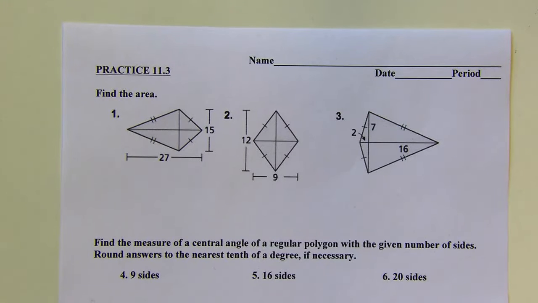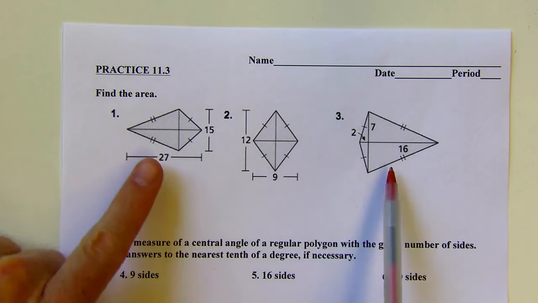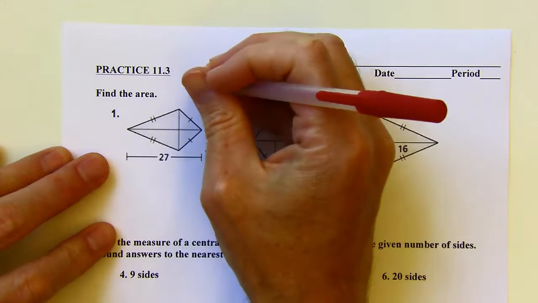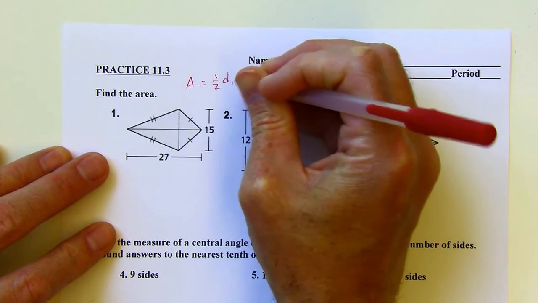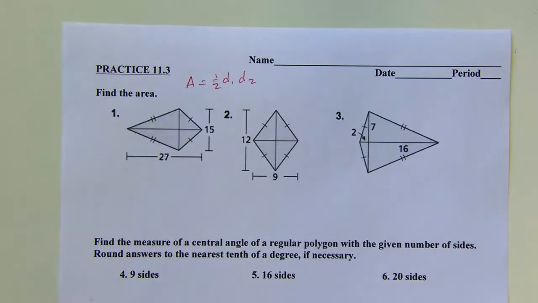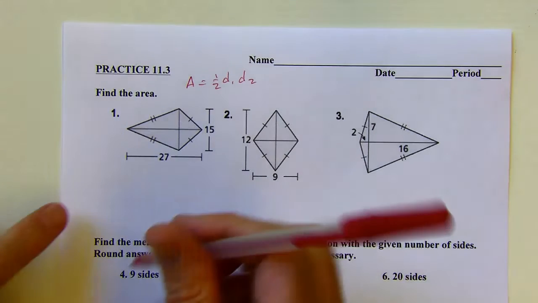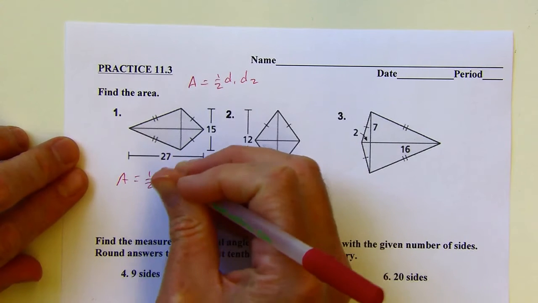Okay, practice 11.3. These figures are, well, I've got two kites and I've got a rhombus, but the area formula for both of them is the same. The area is 1/2 of diagonal 1 times diagonal 2, so half of the product of the two diagonals, okay? So looking at this first problem, they give me the length of both diagonals, so I just have to plug them in.